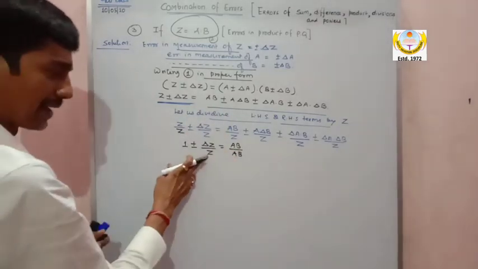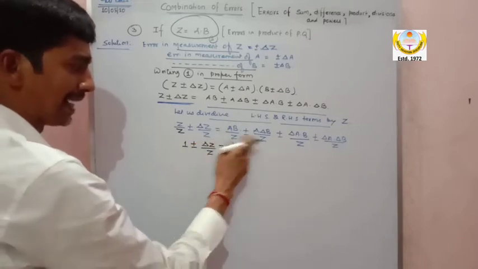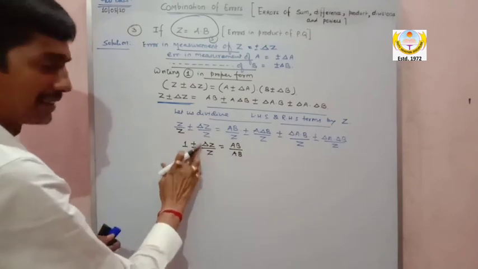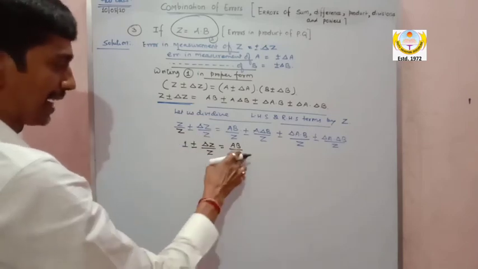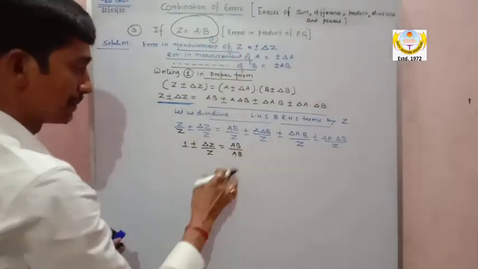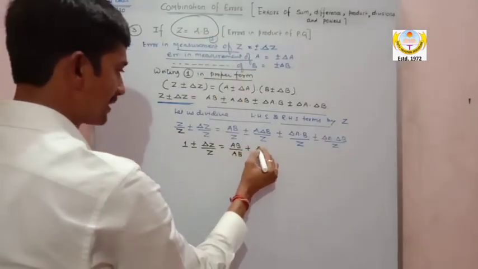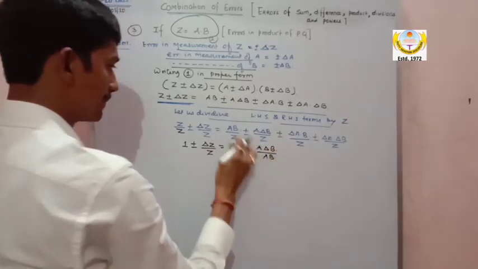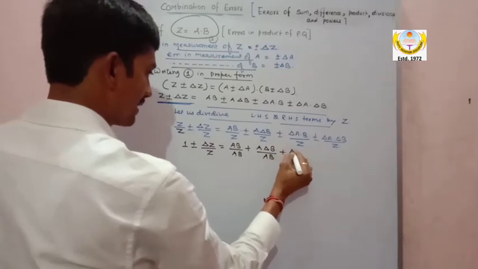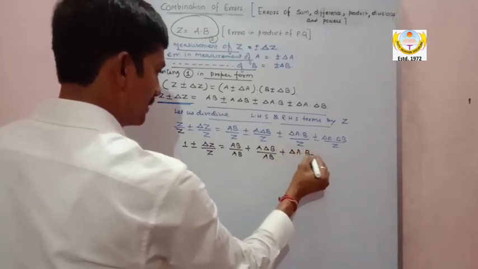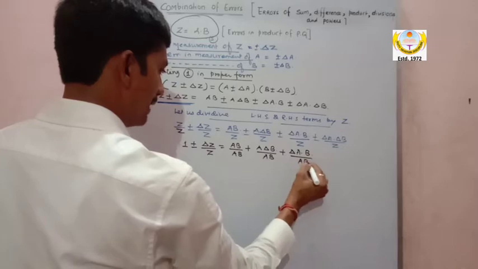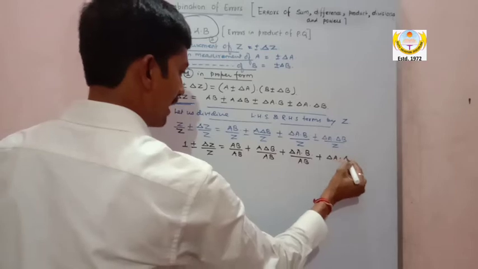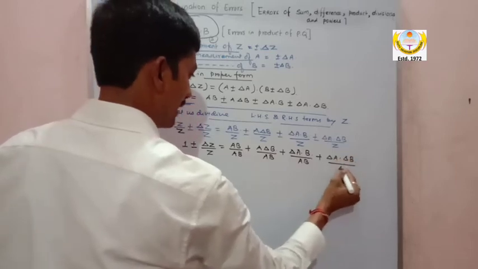Here I have kept z only, but on the right-hand side I will start substituting z as AB, because z is AB also. On the left-hand side I have kept z as z only, but on the right-hand side I will write z in the form of AB. So this is AB plus this is A delta B divided by AB, plus this is delta A into B divided by AB, plus this is delta A into delta B divided by AB.